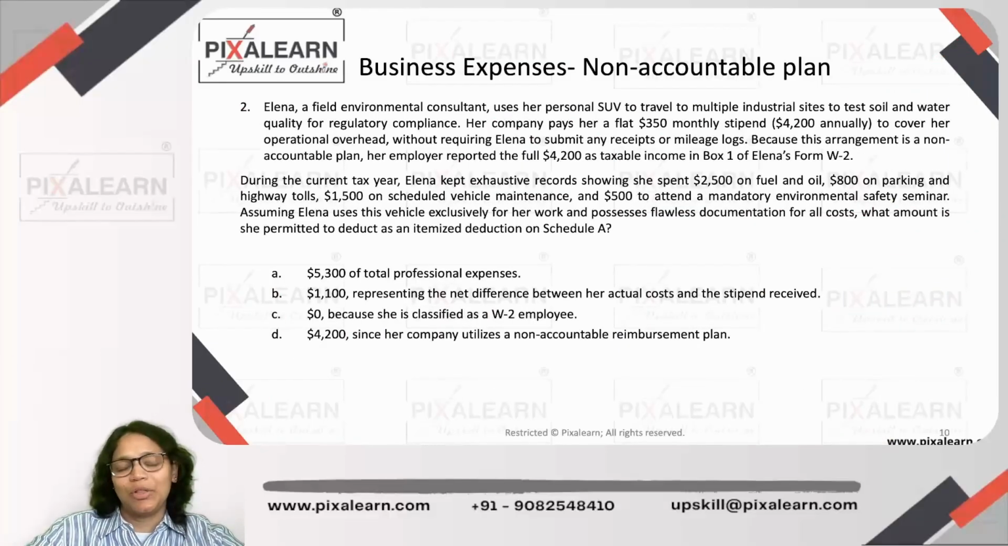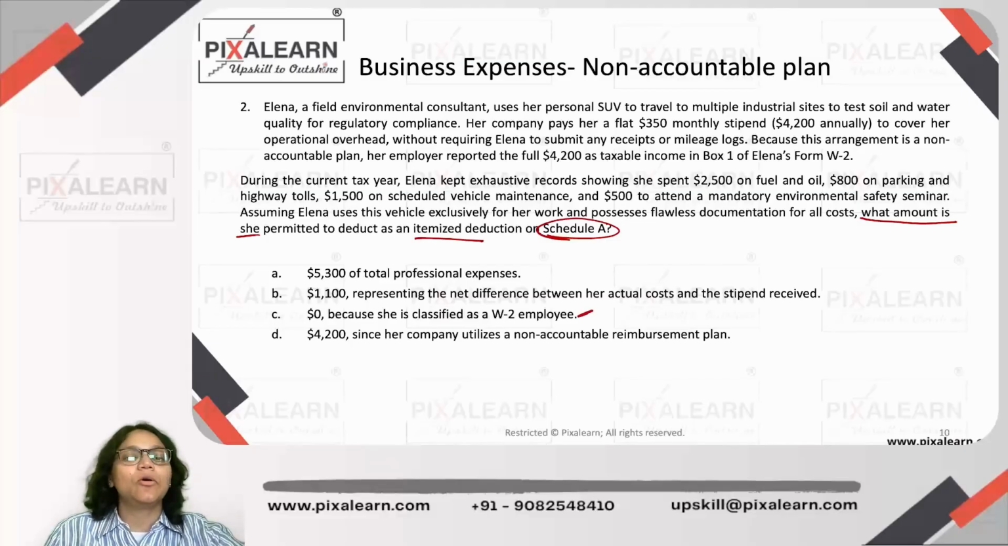We take one more question on this, which is, what amount is she permitted to deduct as an itemized deduction on Schedule A? Now, the moment I look at this, I know the call of the question. I probably know the right answer. So just think about it and look at all the answer choices. And even before reading anything, I can come up and say probably C is going to be the right answer, because I know there is nothing that I can deduct on Schedule A which is miscellaneous. But they have not written the word miscellaneous. So let's just give it the benefit of the doubt.